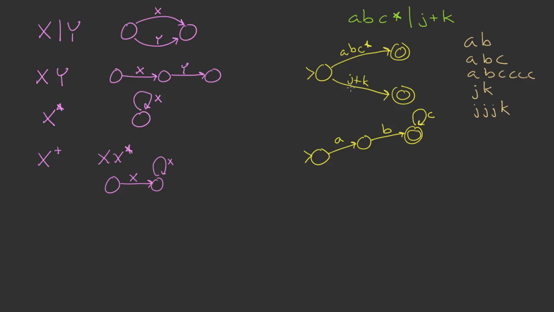Now remember, J plus can be rewritten as J, J star. We'll do that by the first edge is J. We'll do a loop for another J, and then finally an accepting state for K. So this says we're going to do JK, which is this string right here, J, J, J, J, K, which is this one down here, and both of those work.